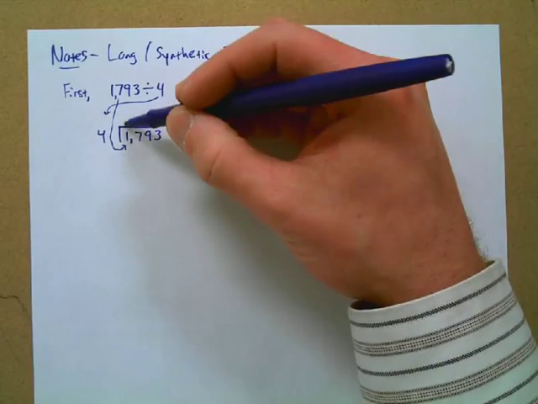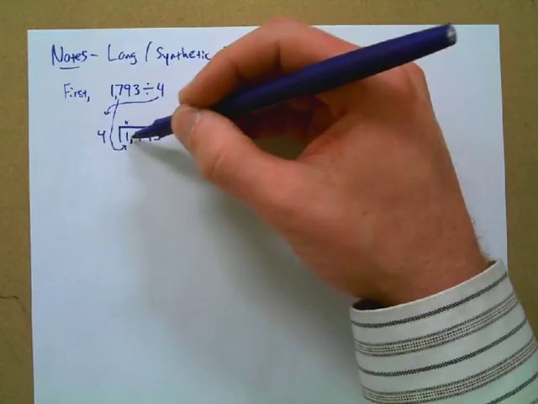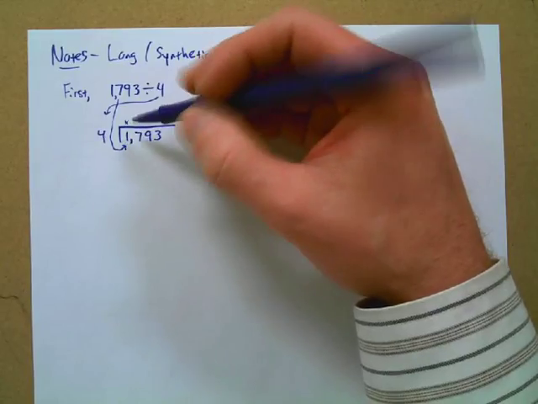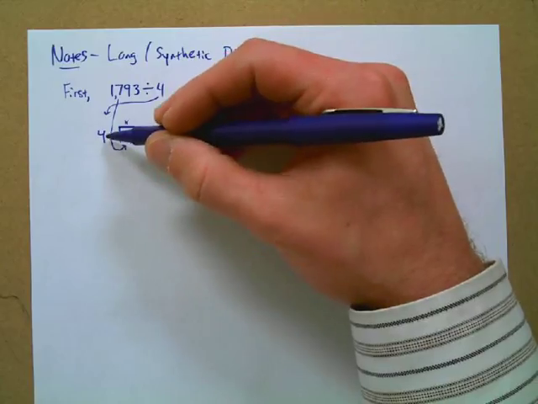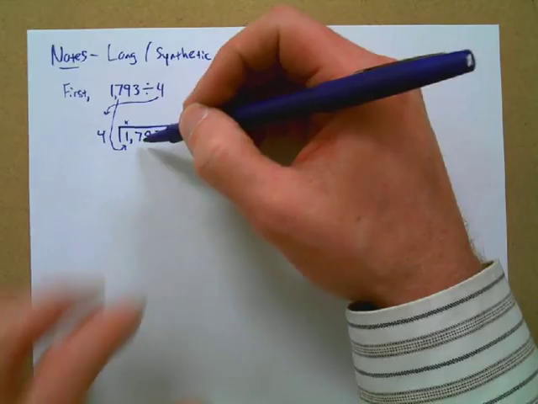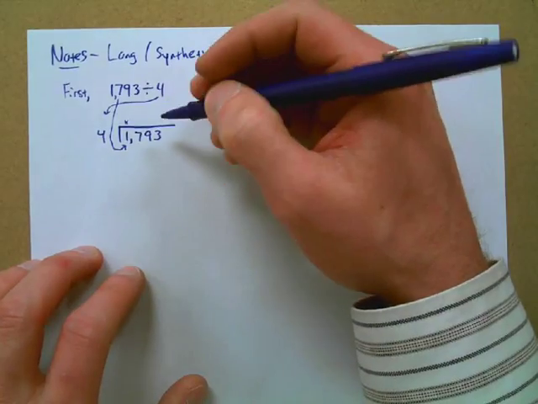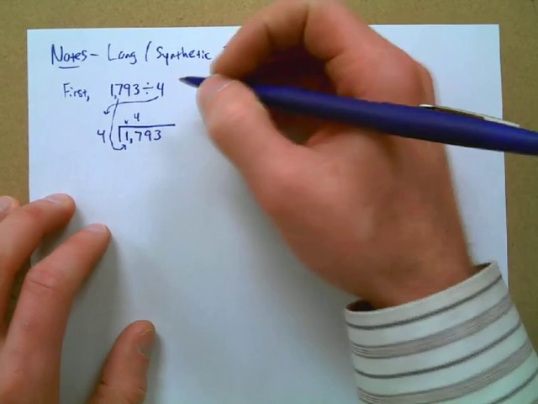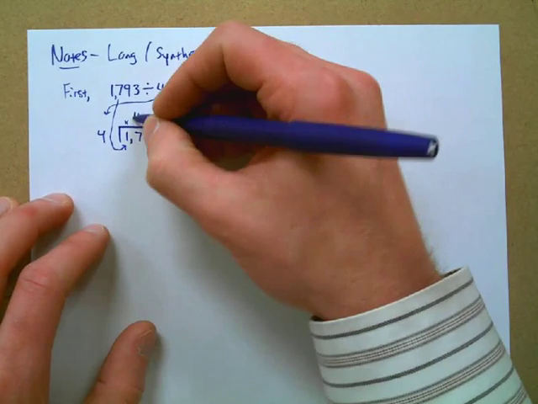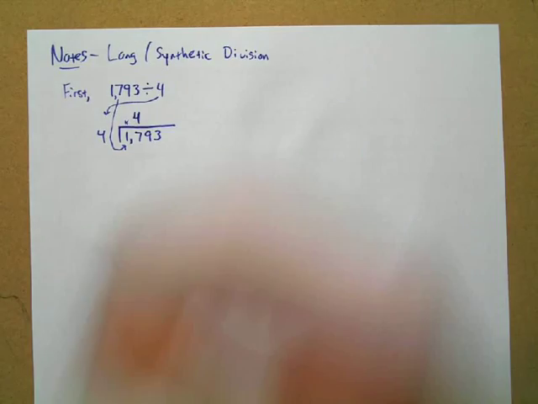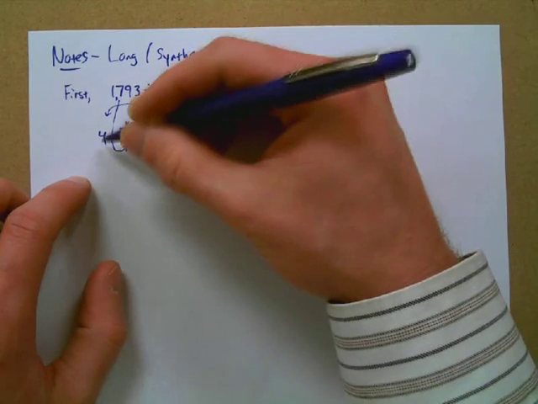But then we move back to the 1 and the 7. We'll call that 17. What times 4 can get us 17, or at least close to 17? 4, right? 16 is the closest we can get, so we'll say 4. We do 4 times 4, that gives us a 16, and we subtract.